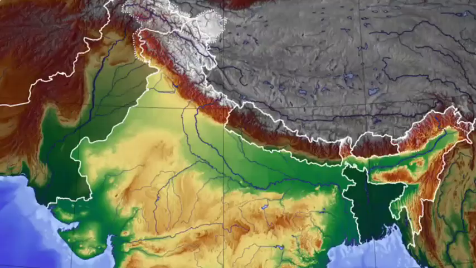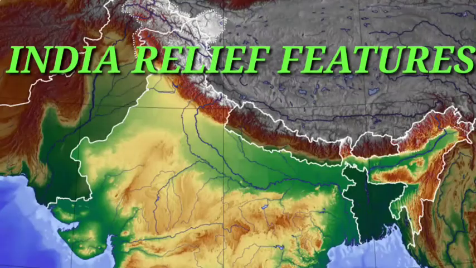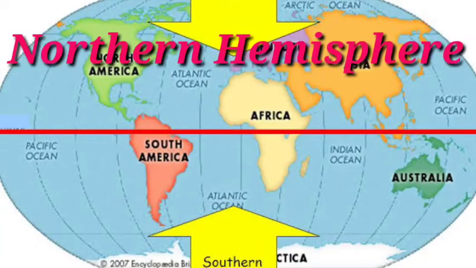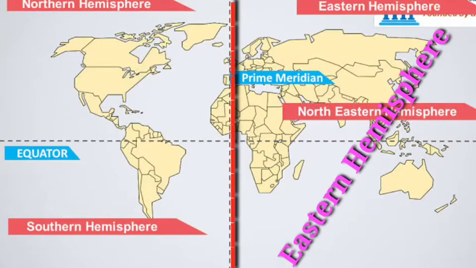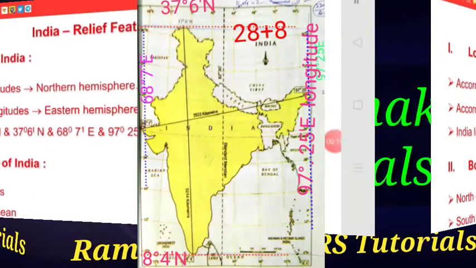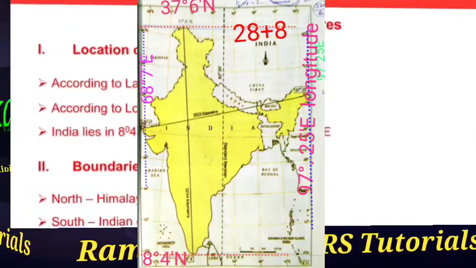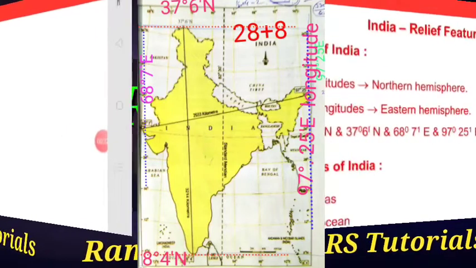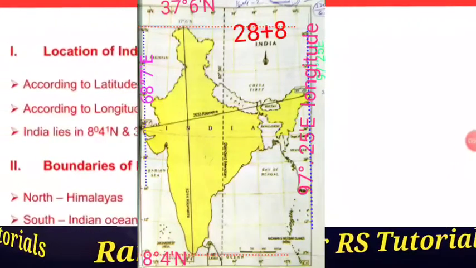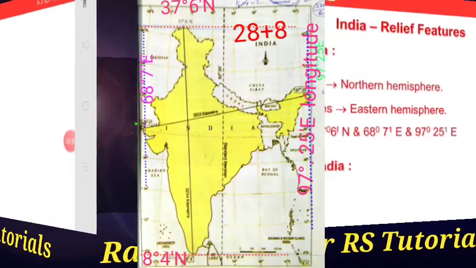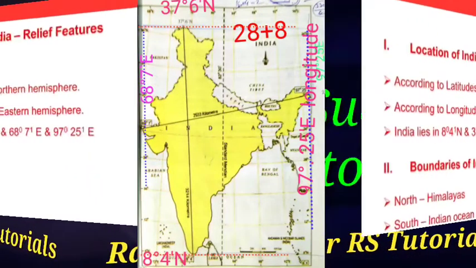Today we are going to discuss India's relief features. What is the location of India? According to the latitudes, India is located in the northern hemisphere. According to the longitudes, India is located in the eastern hemisphere. India lies between 8 degrees 4 minutes north and 37 degrees 6 minutes north latitudes, and 68 degrees 7 minutes east and 97 degrees 25 minutes east longitudes.